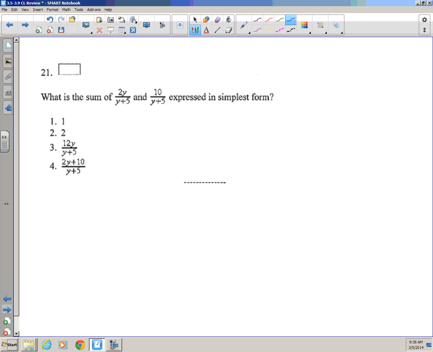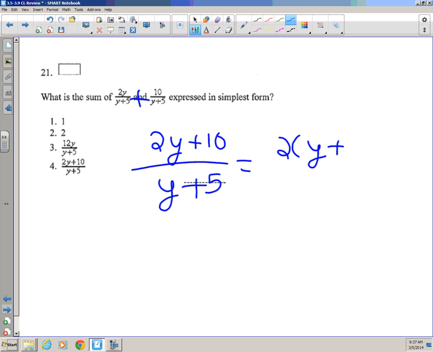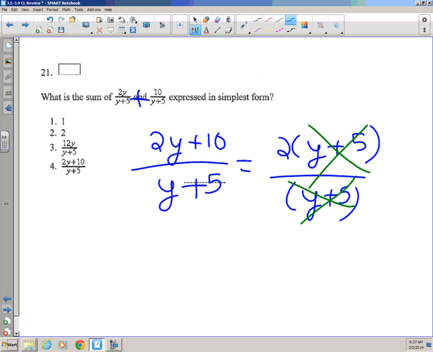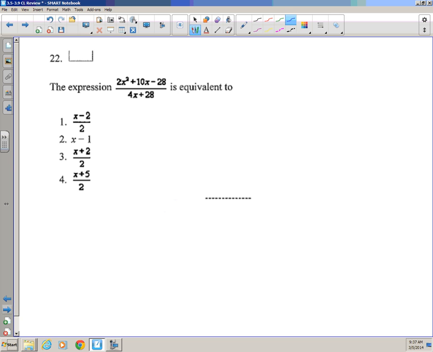21. Sum, like denominators, 2y plus 10 over y plus 5. Well, the top can be factored by GCF. The bottom, these guys are the same. Get rid of them. Your answer is just 2. Last but not least, simplify. Your top has got a GCF. What's left over? 2 comes out, x squared plus 5x minus 14. Remember, that's not done.